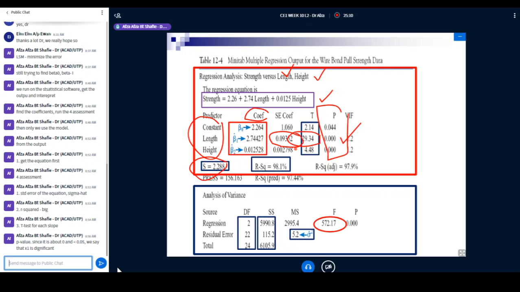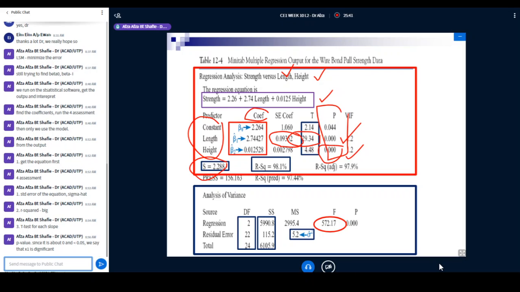The other one is the height. Again we have 0.01258 divided by 0.02798, so we get 4.48. We want to see whether it's significant or not. Because we have the p-value, and the p-value is actually 0, we say that the height is also significant. Same argument as with x1.